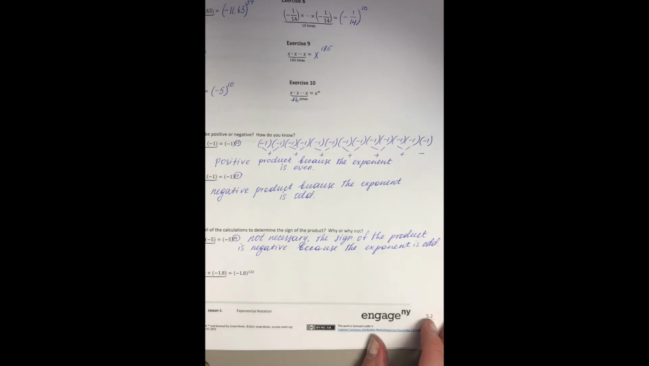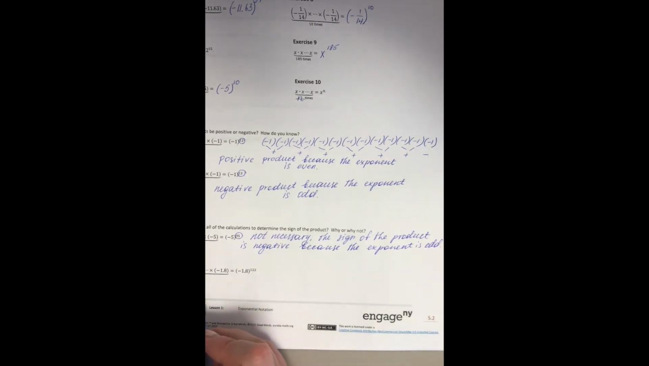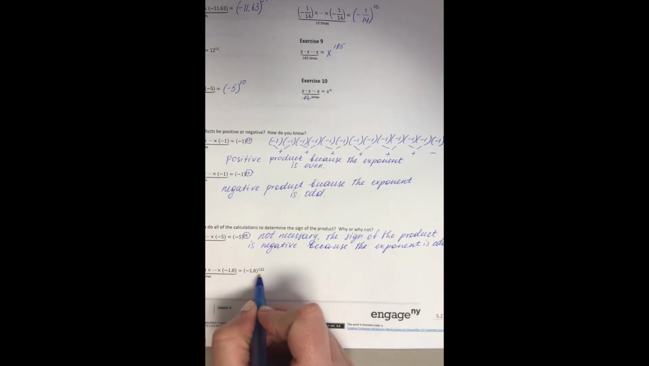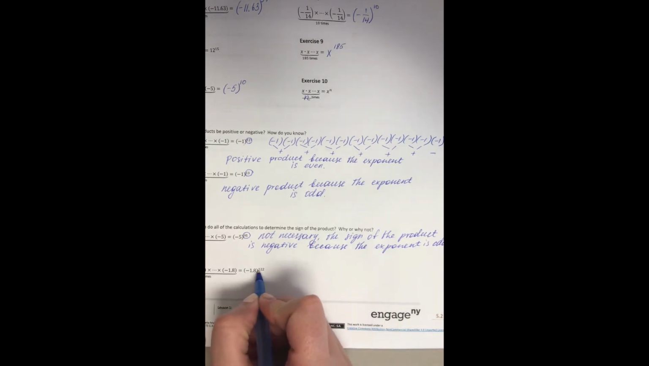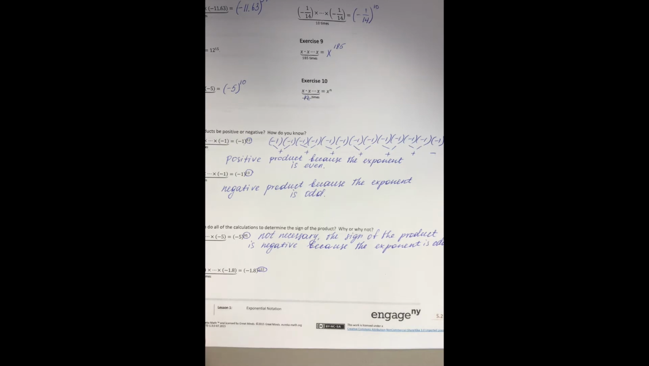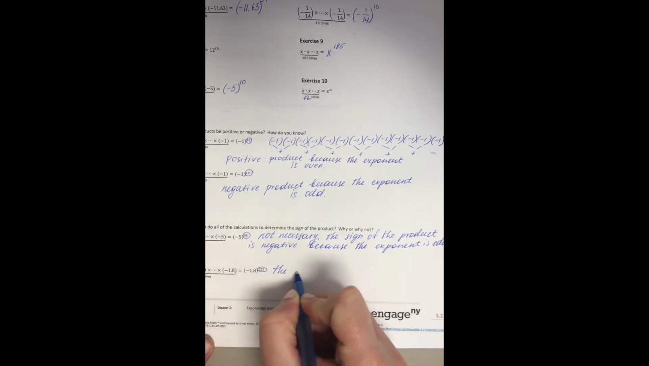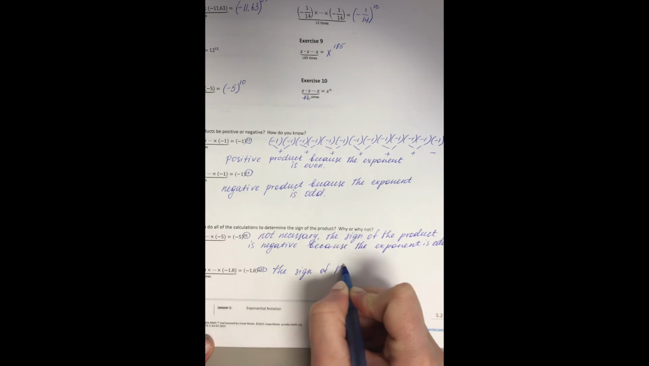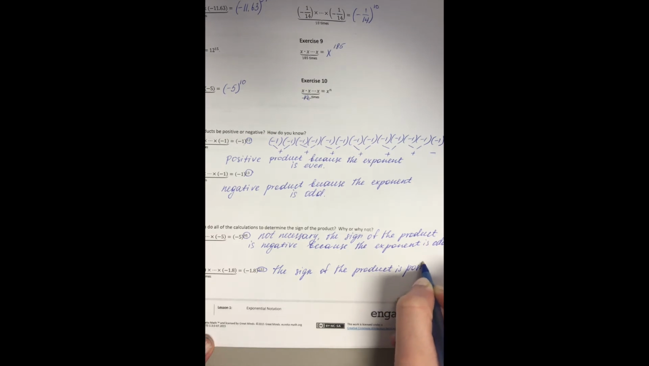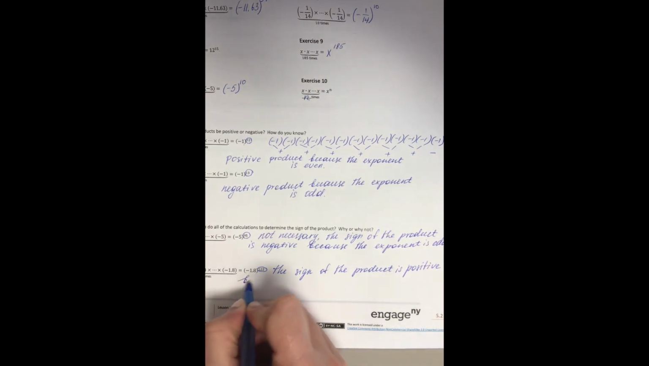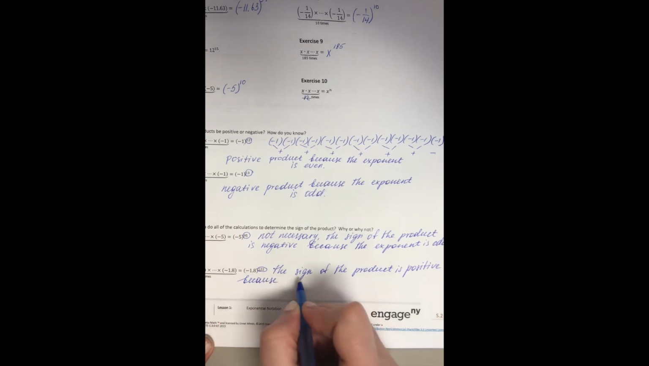Now we have -1 8/10 multiplied by itself 122 times, and that makes -1 8/10 to the 122nd power. We know that since the exponent can be divisible by 2, it makes an even number of these numbers. So my product is actually going to be positive. I don't need to do all these calculations. So the sign of the product is positive because the exponent is even.